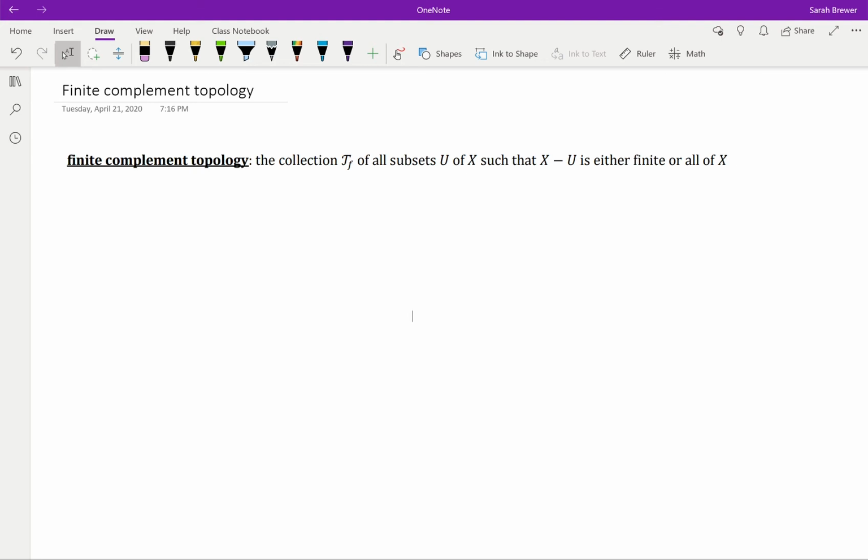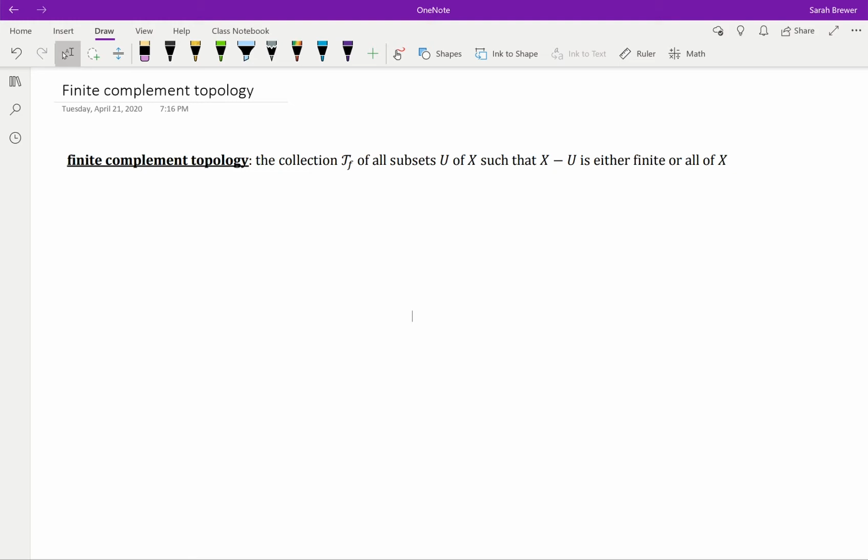In this example, we are going to use our formal definition of a topology to show that this particular collection of subsets of a space is, in fact, a topology. So this topology is called the finite complement topology.